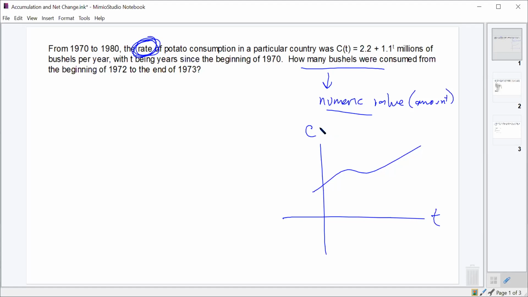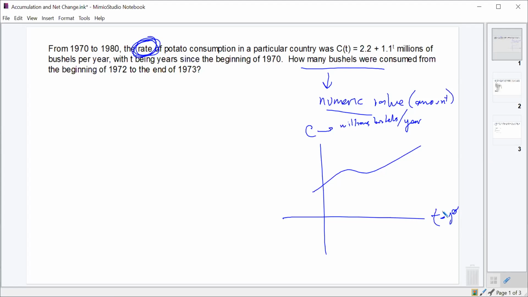Now, what are the units of C? This is millions of bushels per year. And what are the units of time in this particular case? Years. Since the beginning of 1970, but each mark we put will be a year. So how do we get from those two things the numeric amount, millions of bushels, that we want to get?